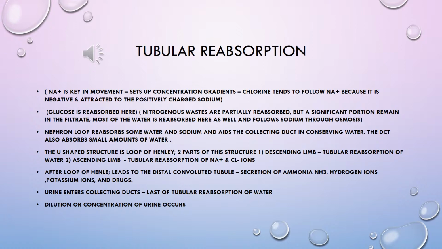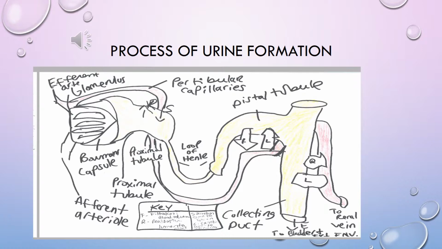After the loop of Henle, it leads to the distal convoluted tubule, the DCT, which is the secretion of ammonia, hydrogen ions, potassium ions, and drugs. The urine enters collecting ducts, and this is the last part of the tubular reabsorption of water. Dilution or concentration of urine occurs here as well. And here's another drawing that is used with the process of urine formation.